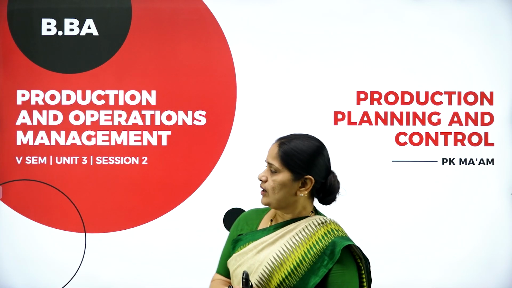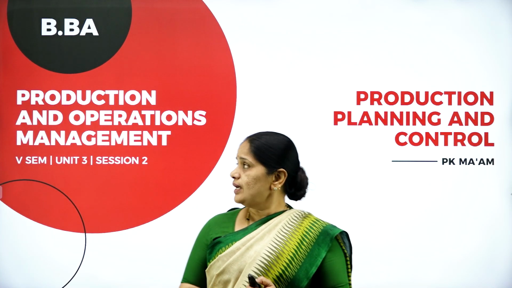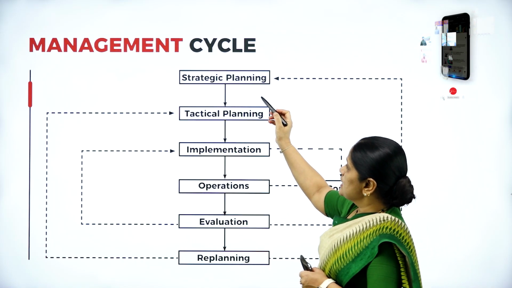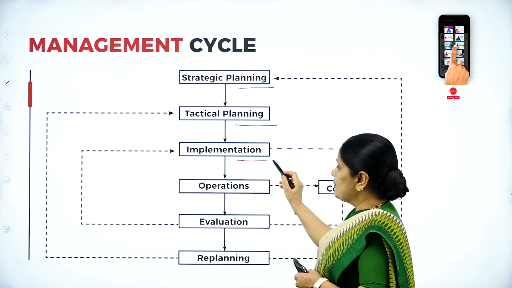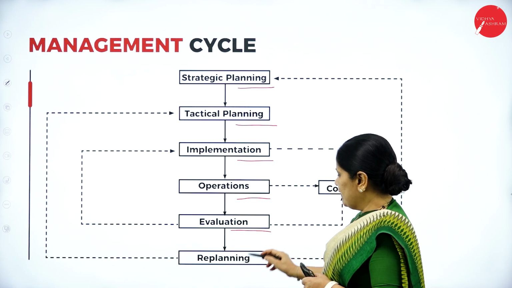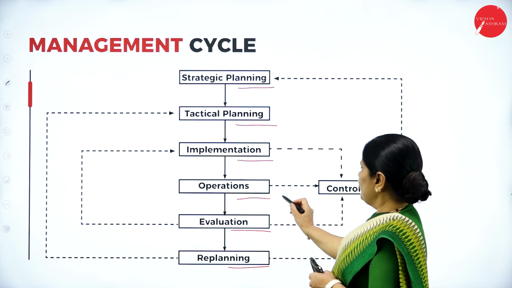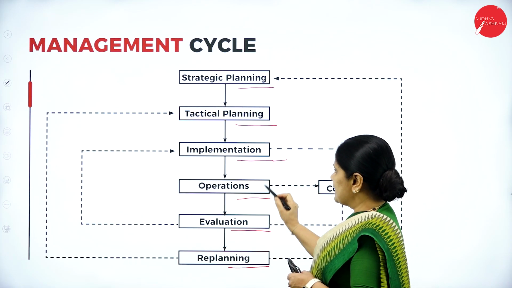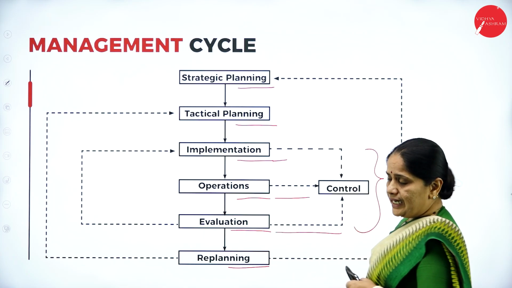In this Unit 3 of Session 2, we will be continuing with production planning and control. Now in this, we refer to the management cycle. So what is this management cycle? We have strategic planning, tactical planning, then after planning we have implementation, then operation, then evaluation, and again replanning. Now if you can see here, we need a control for all these things. Implementation of the plans also needs control, operations also need control, evaluation also needs control.